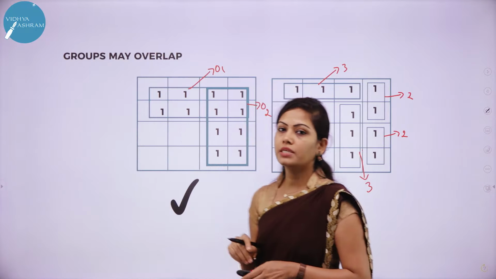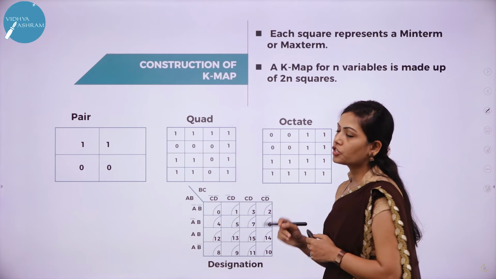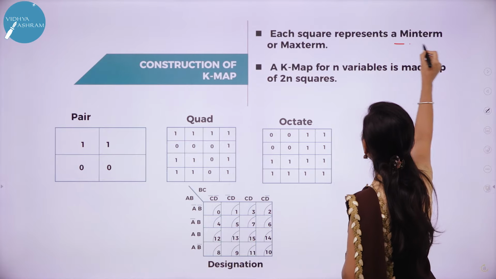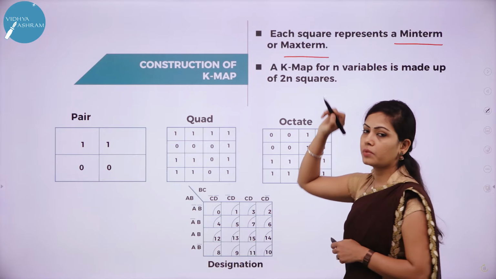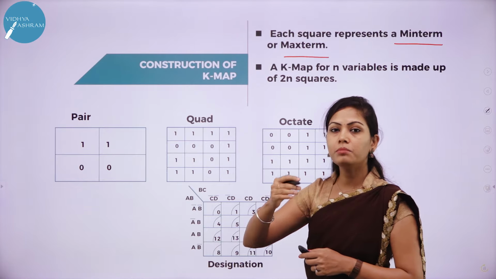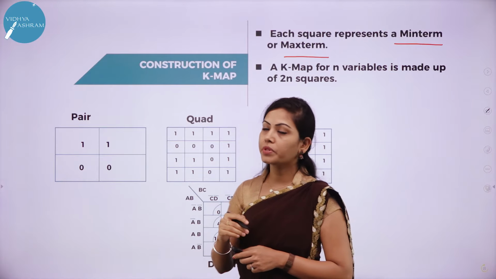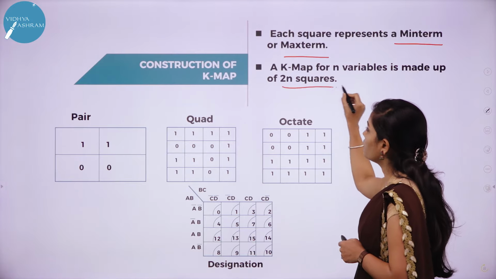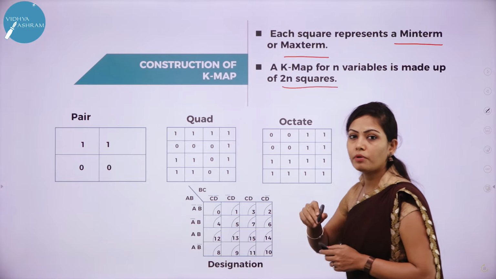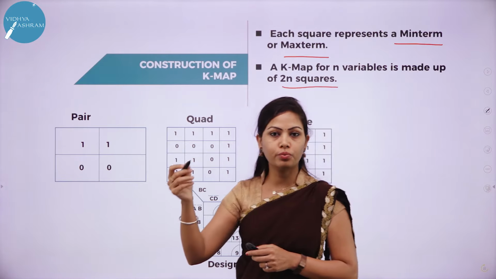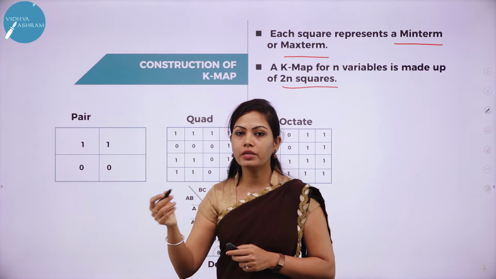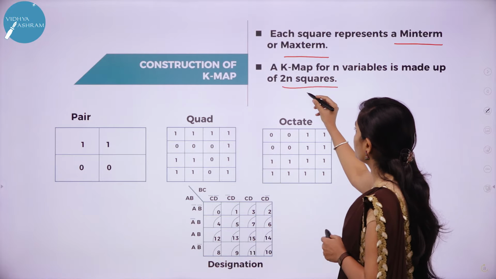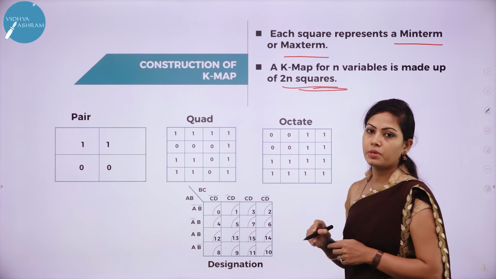Next, how to construct the K-map? Construction of K-map. Each square represents a min term or a max term. It can be in the form of min term or in the form of max term. And a K-map for n variables is made up of 2 power n squares. 2 power 1 is equal to 2, 2 power 3 is equal to 8, 2 power 4 is equal to 16. So like that we have to use the K-map variables.